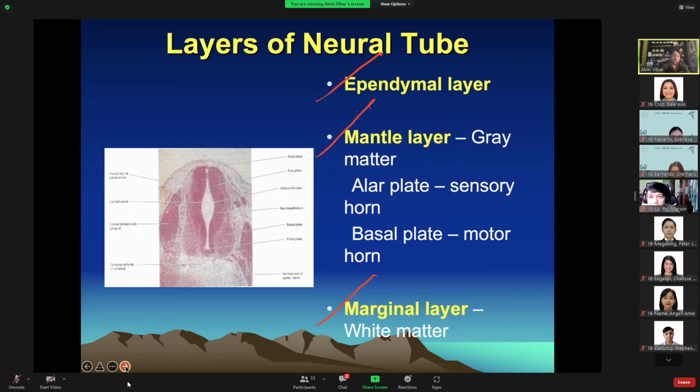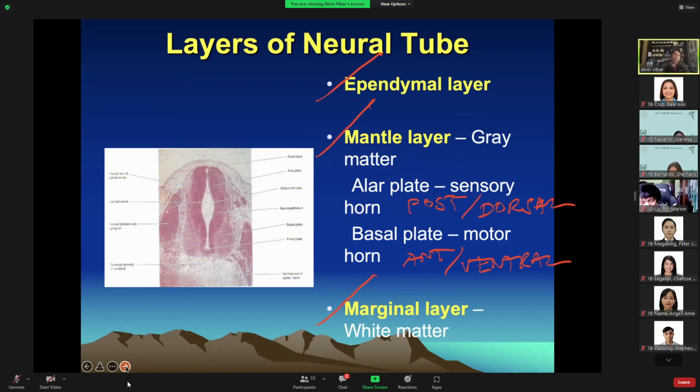Ependymal layer will become the ependyma. The mantle layer will become the gray matter. Specifically, the alar plate will become the sensory horn or posterior or dorsal horn of the gray matter, while the basal plate will become the motor horn or the anterior or the ventral horn of the gray matter.